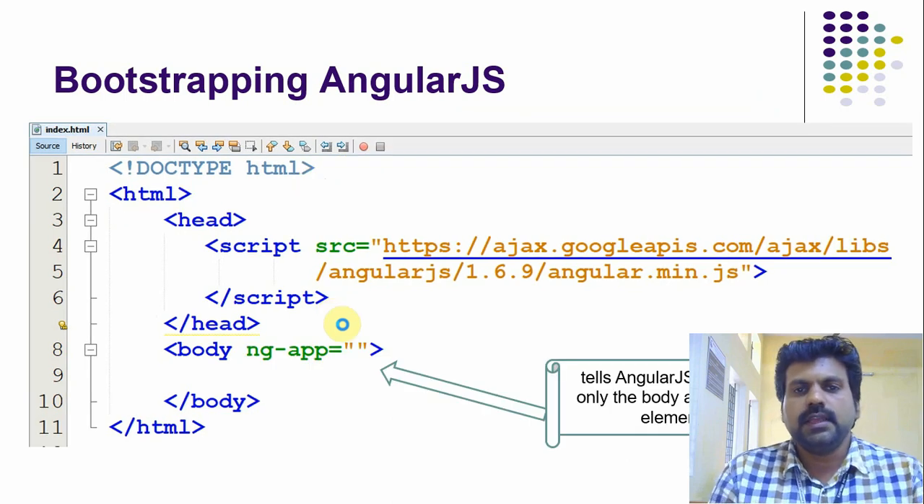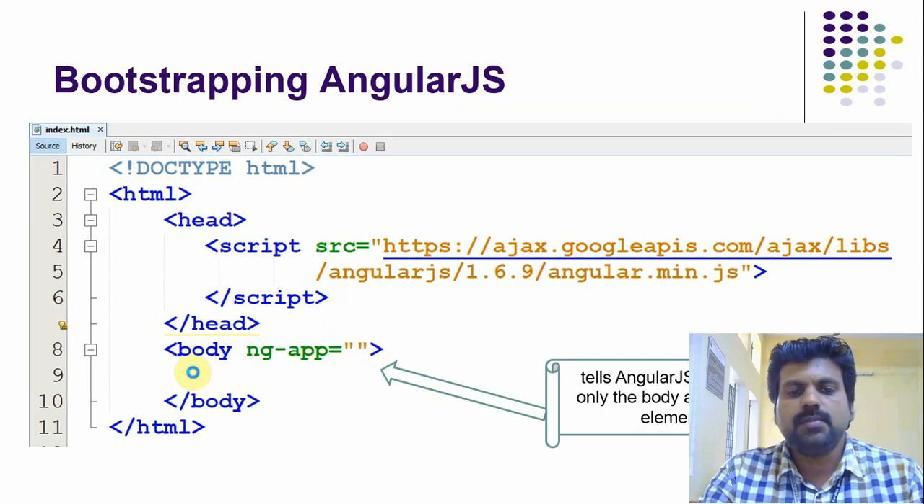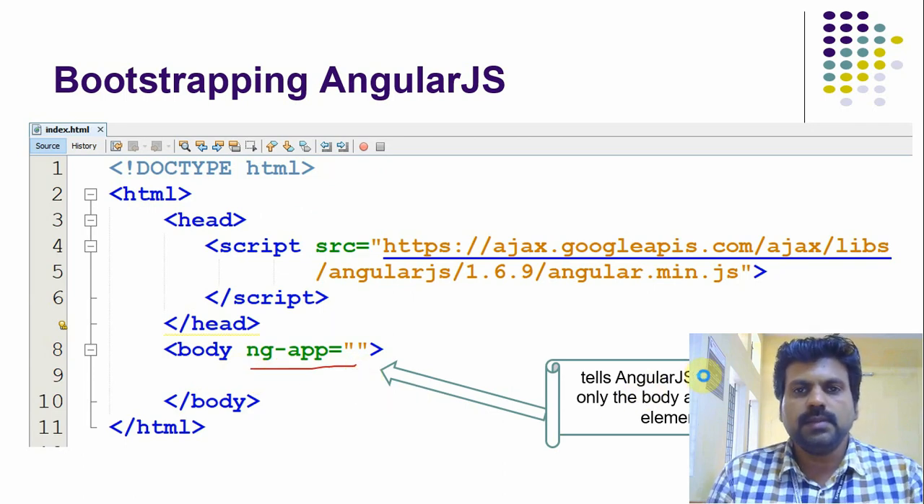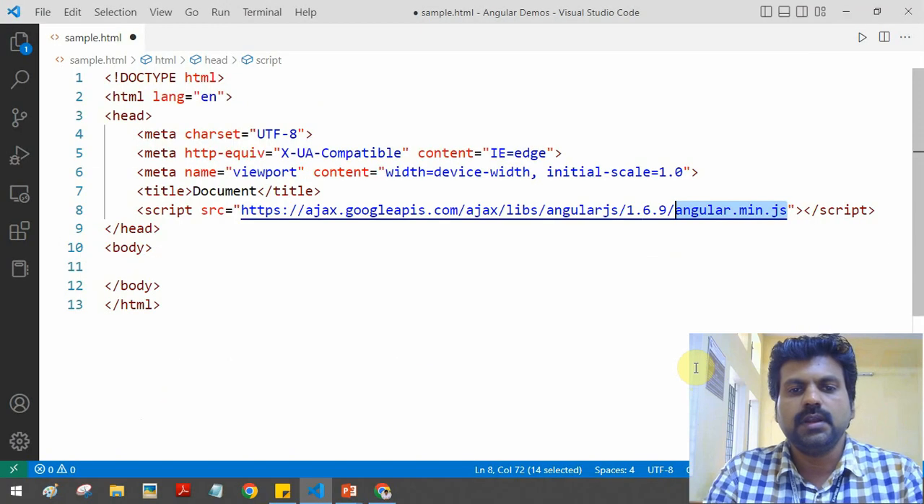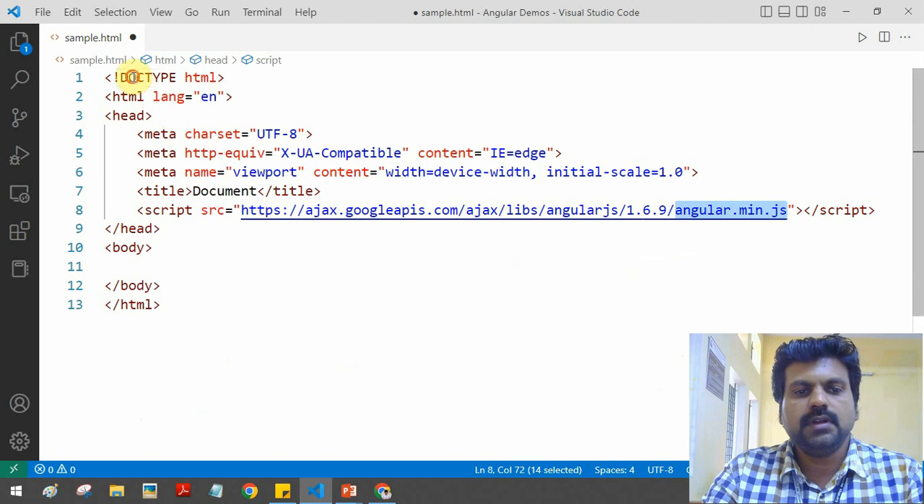Also we can keep ng-app inside a body tag. This will tell AngularJS to control only the body section of an HTML document. Outside the body section it has no control, and you cannot use any AngularJS functionality there. So now let us see how to include it in our program. Here I have an HTML program, and we can include it in the html tag or put it in the body tag.